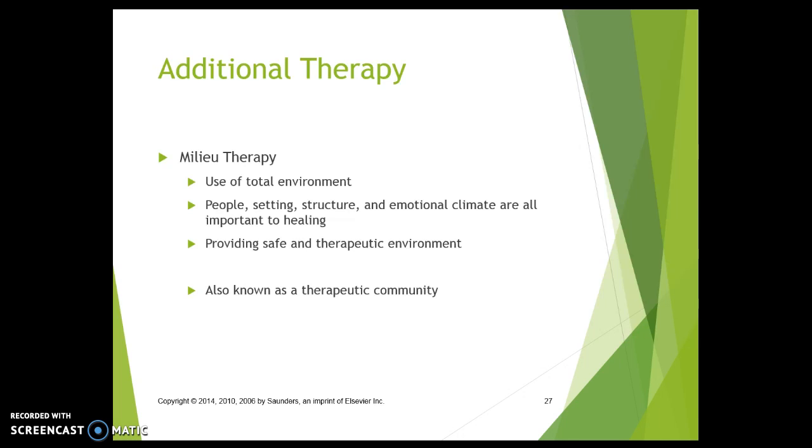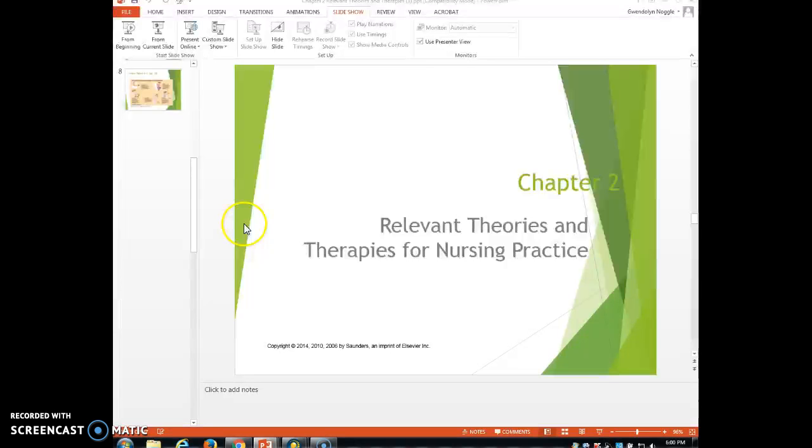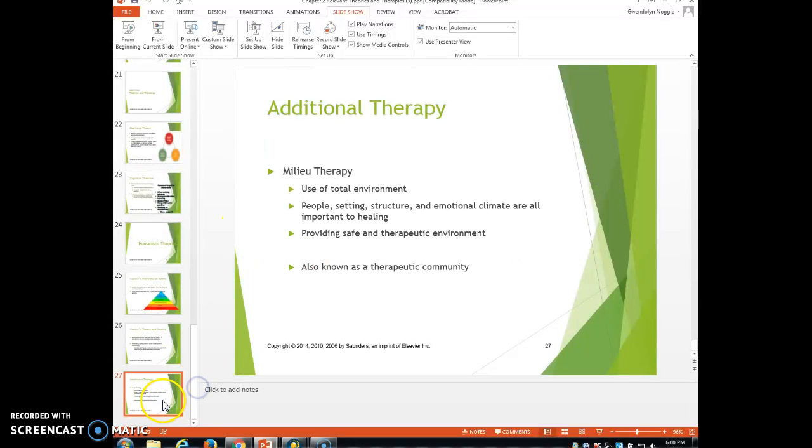Maslow's. Additional therapy, so we have milieu therapy. We've talked a little bit about the milieu, also known as a therapeutic community. This is use of the total environment. Okay, well, anyway, go back to that last one. I messed that up. It's the people and the structure protecting a safe and therapeutic environment.